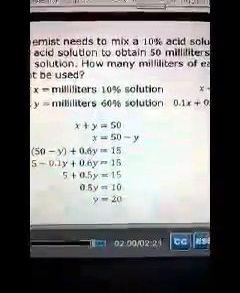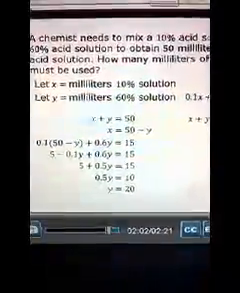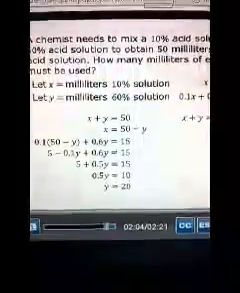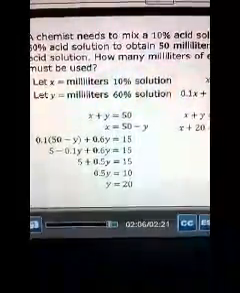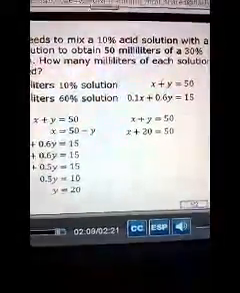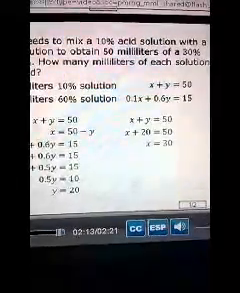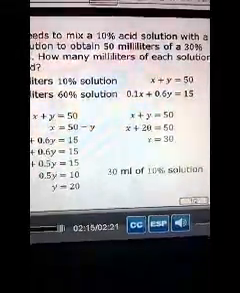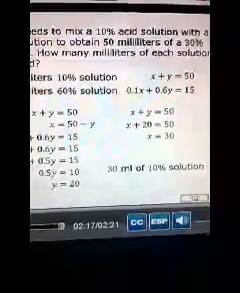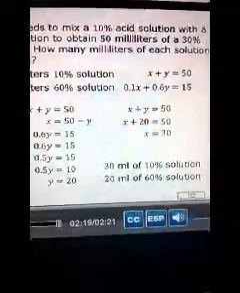Now let's use the first equation, x plus y equals 50, to solve for x. Substitute 20 for y, then subtract 20 from both sides. 50 minus 20 is 30, so x equals 30. The chemist must use 30 milliliters of the 10% solution and 20 milliliters of the 60% solution.